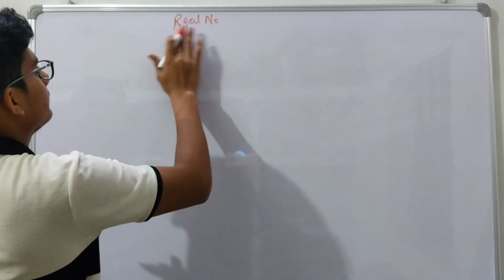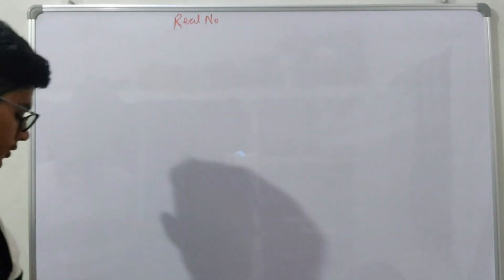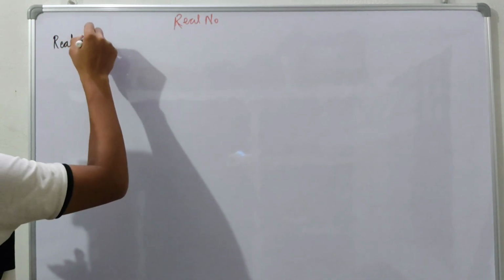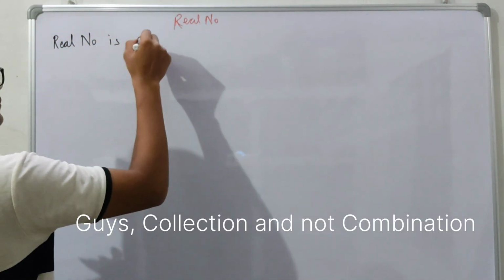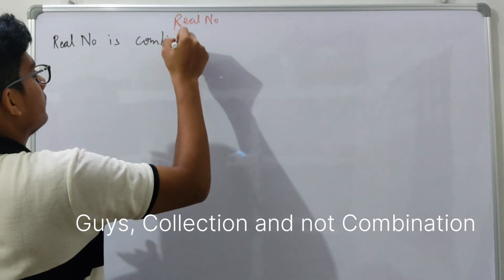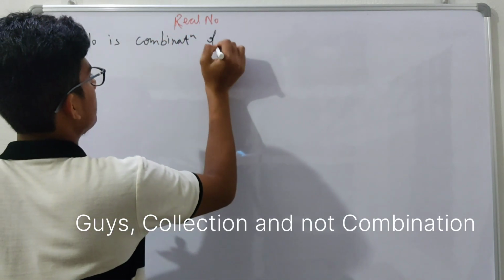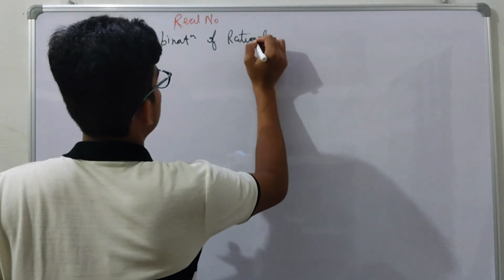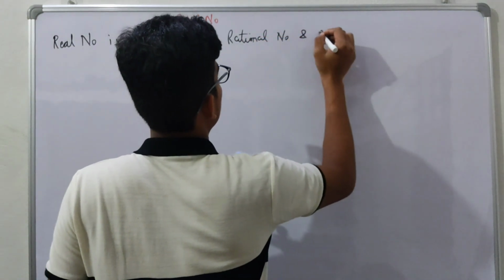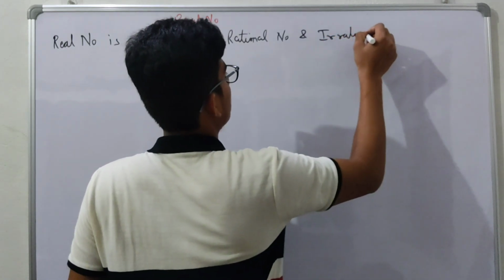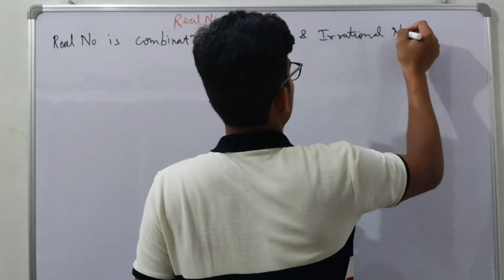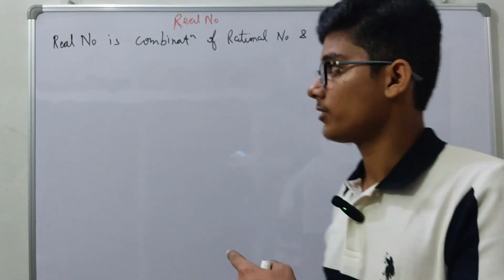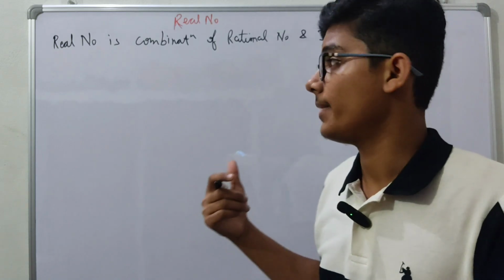Real numbers. So what is a real number? A real number is basically a combination of rational numbers and irrational numbers, and we have discussed rational numbers in the last class of maths.